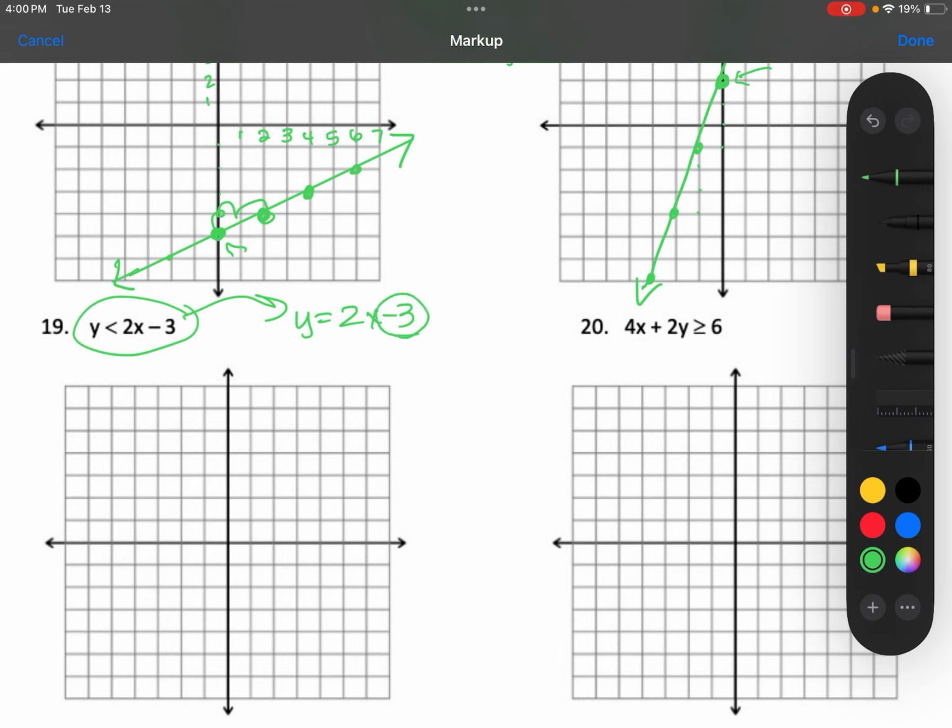So I go down to negative 3 on the y-axis and put a dot. Then my slope is 2 over 1. So I go up 2, and because it's positive, I'm going to go to the right 1. I'm going to do that a whole bunch of times, up 2 over 1, so that I can make sure that my line is very straight. Okay, so here's my line. That was bad. Let's redo that.